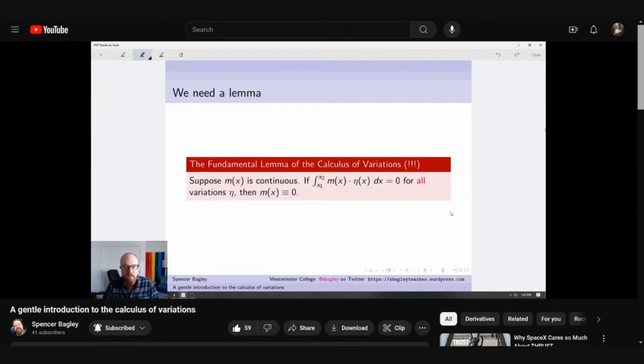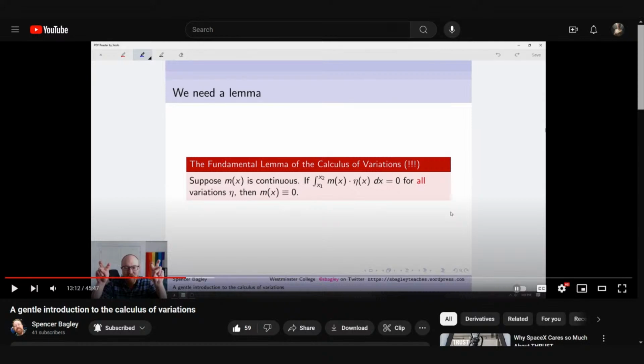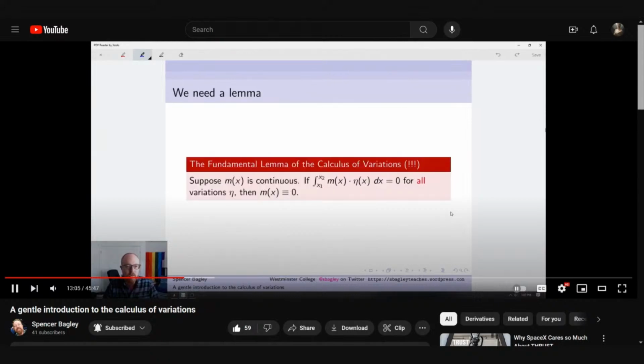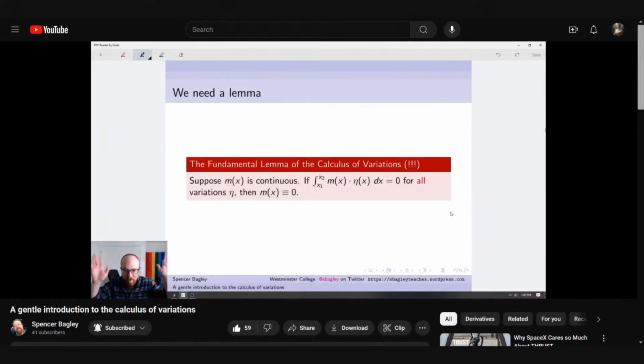What we're going to do with this is we're going to need a lemma, and it's called the fundamental lemma of the calculus of variations. And I love whenever something that's called fundamental comes up. What is a lemma? Why do they have all these words? Here's what it says. If you integrate a continuous function. Okay, let me read it.